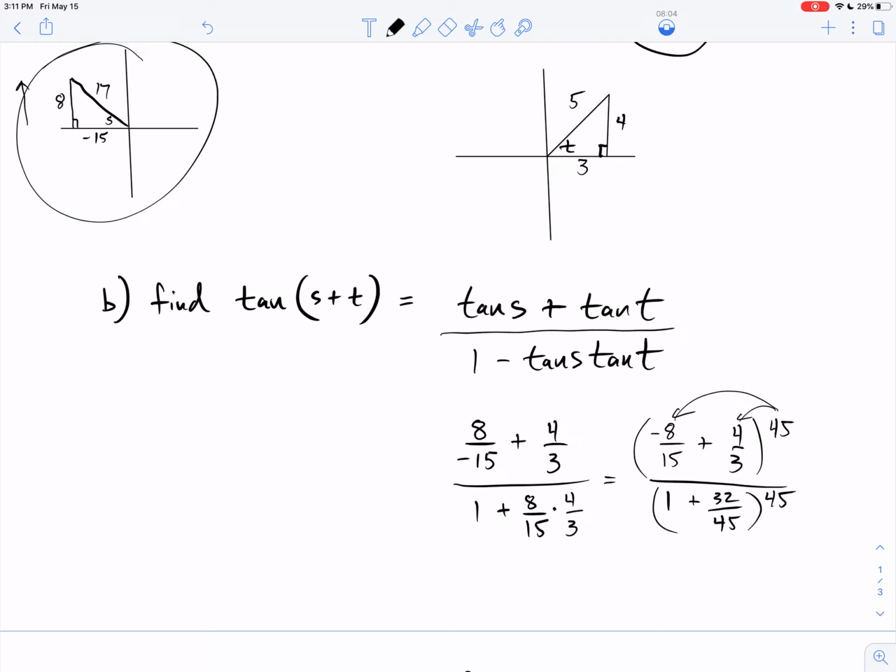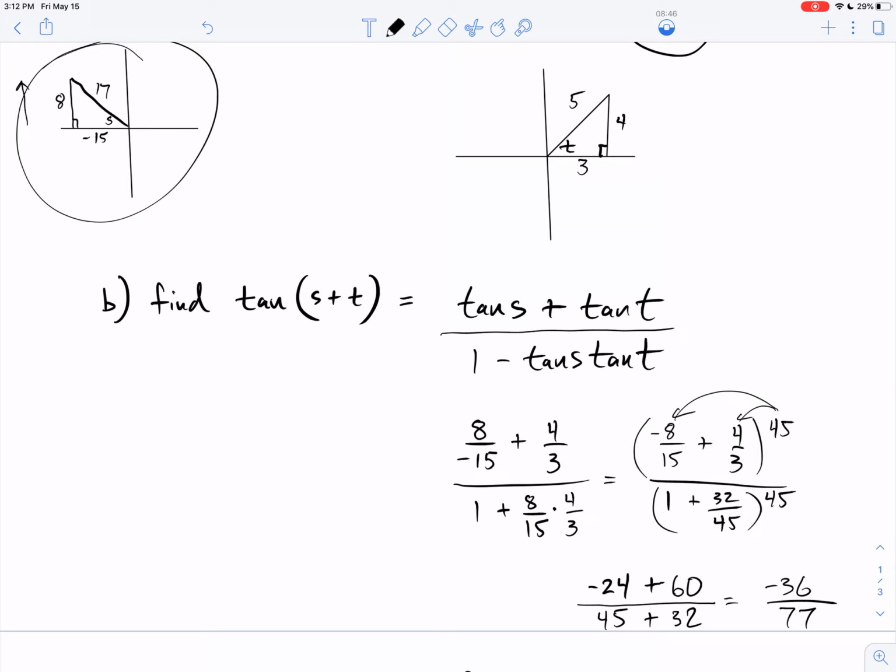So if I multiply the top by 45, 15 goes into 45 3 times. I get negative 24. Plus 3 goes into 45 15 times, so 15 times 4 gives me 60. That's the top of my fraction. Now I can just do that in my head. That's negative 36. And then in the bottom, 45 times 1 is 45. 45 times the other part, I get a 32, because the 45s cancel. And I can add those in my head. I got 77.